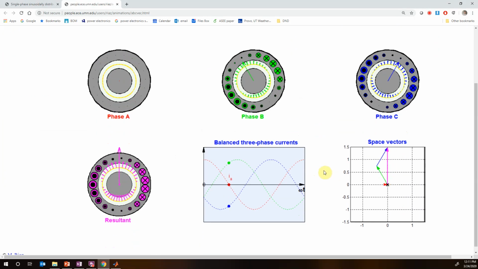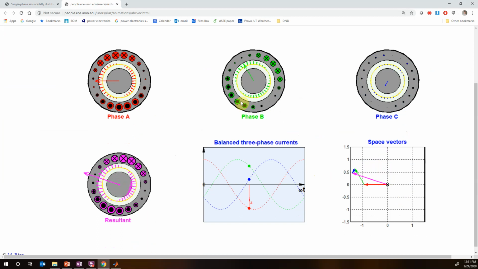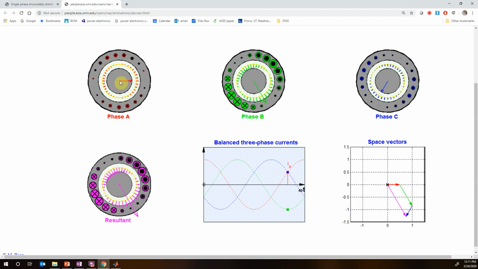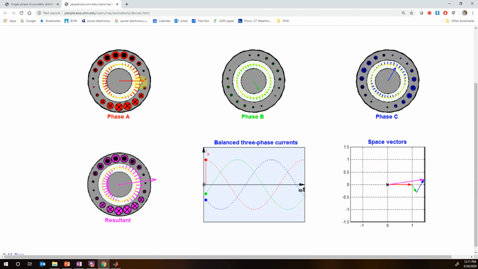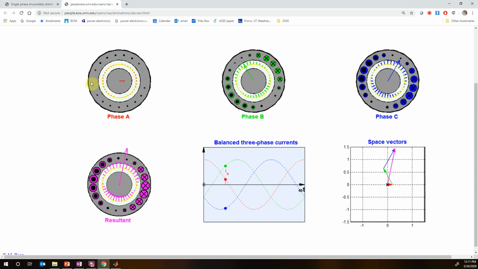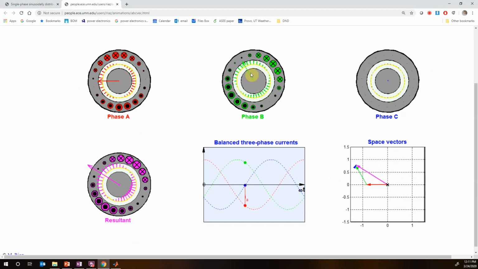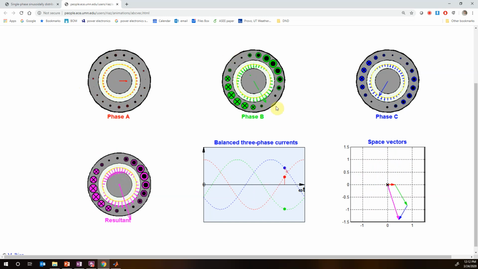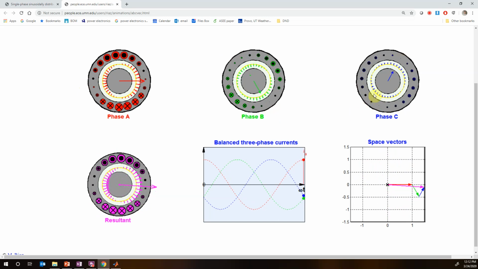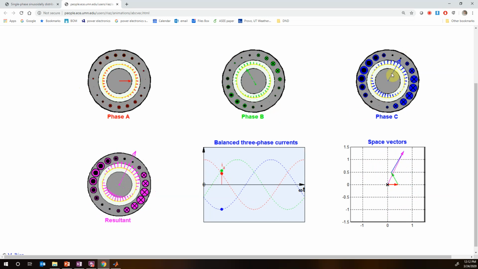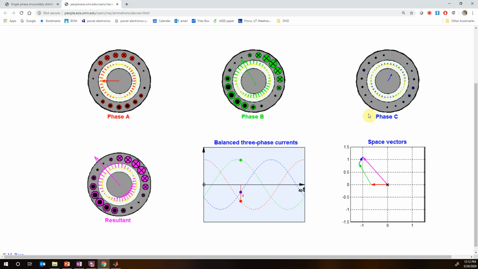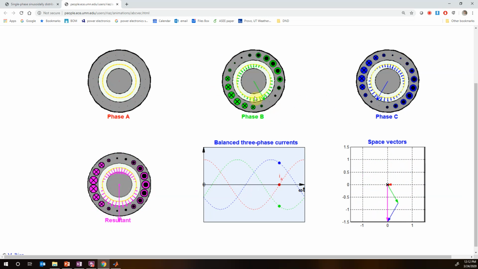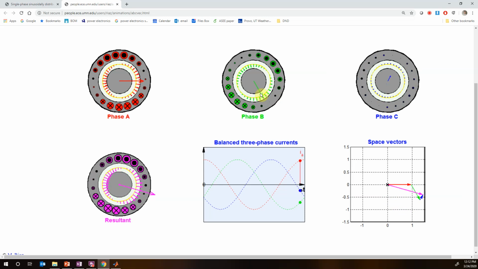Okay, so here are our three phases. You can see in the A phase, like we showed before, its magnetic flux is always staying horizontal. The B phase is always going up and down along this 120 axis, and the C phase is going up and down on this minus 120 degree axis. And the amplitude of the lines is a function of how much current is going through the winding.